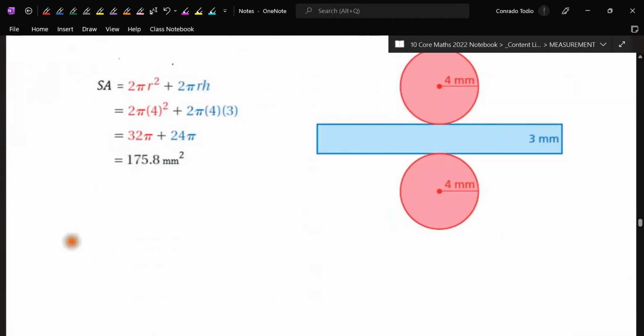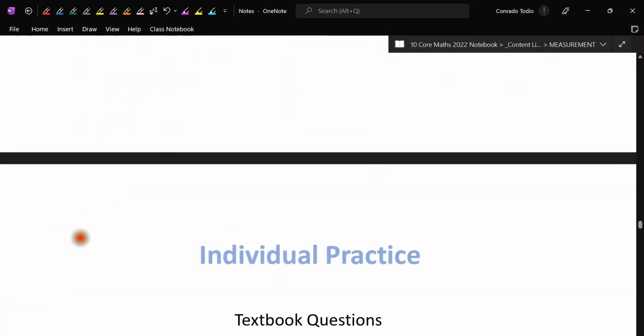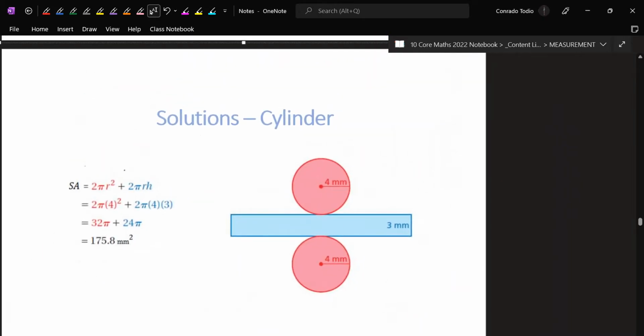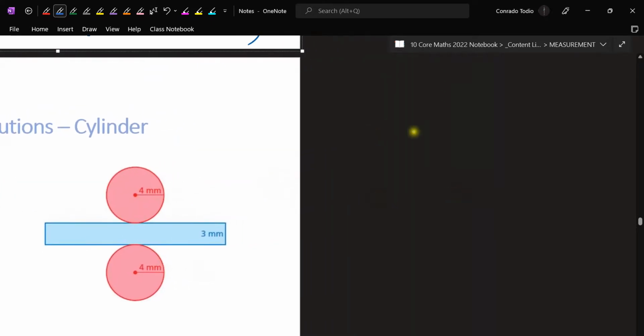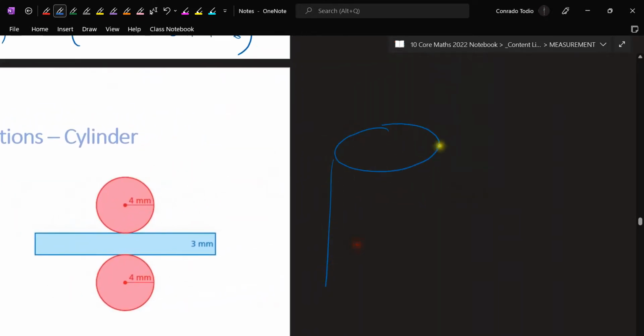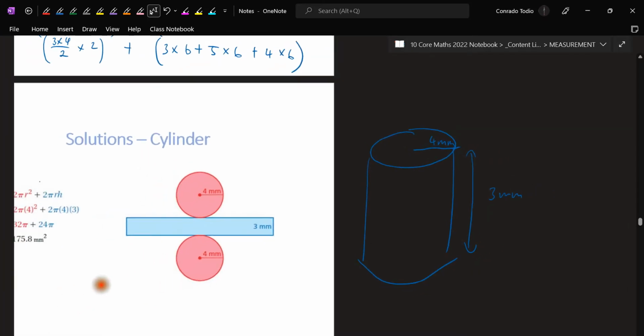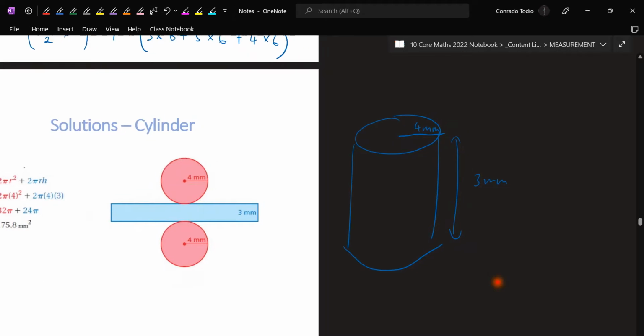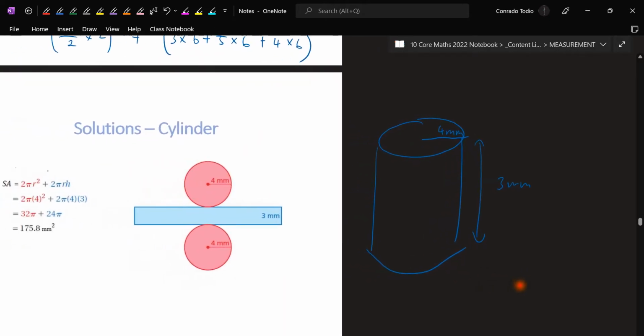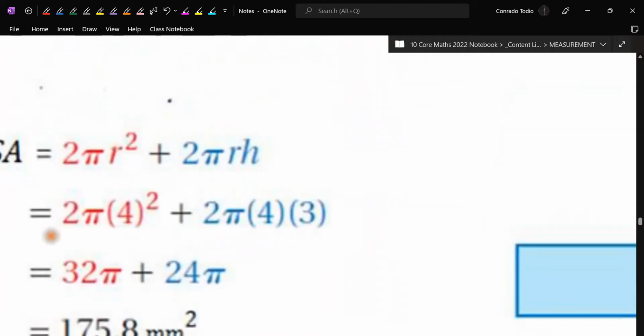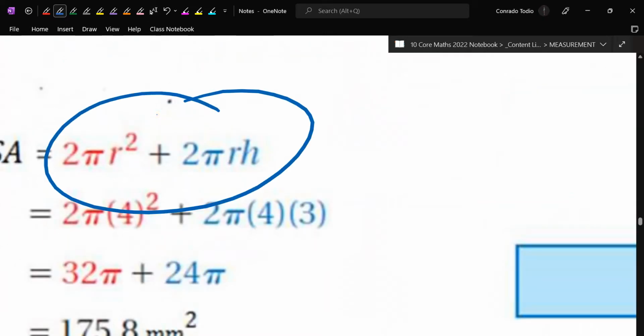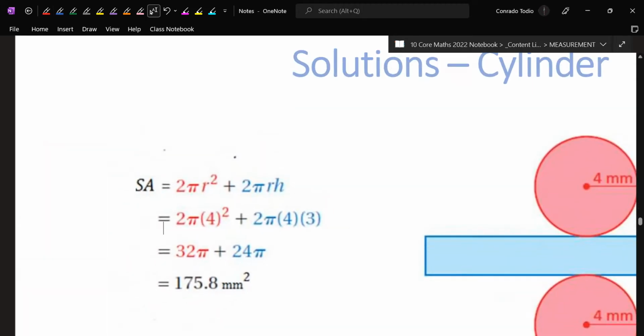All right, cylinder. This one's a bit trickier. It just depends on the type of cylinder that you might have. So let's say, for example, you've got a cylinder. I might redraw it so you guys get it. There's my cylinder, and it gives me the radius of 4 millimeters and a height of 3 millimeters. To find the surface area, you can just use that formula right there: 2 times pi times radius squared plus 2 times pi times r times h.